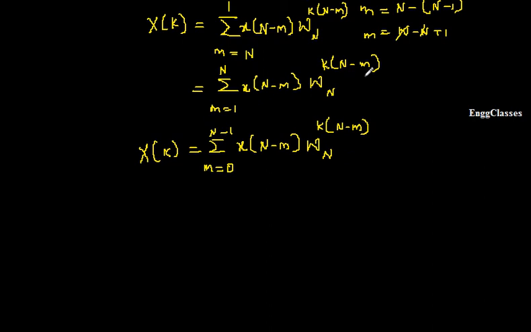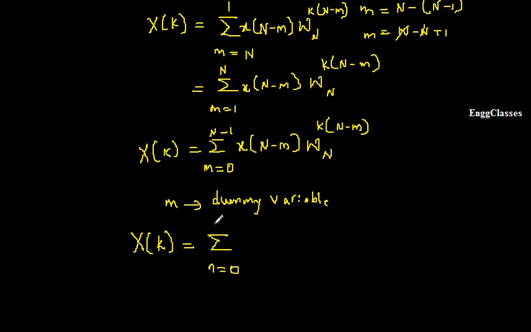So next what I do is, since m is a dummy variable, I can replace that with any other variable. I would next write X of k is equal to summation, and instead of writing m, I will write n. Why is that?